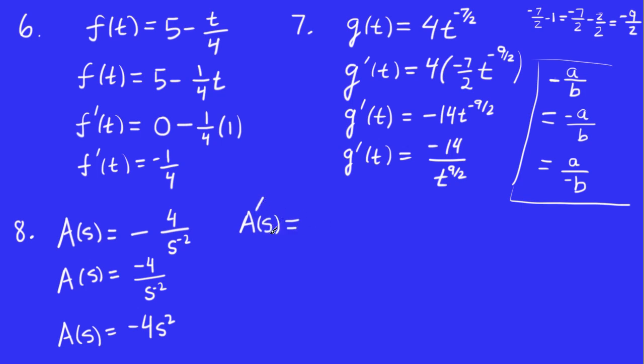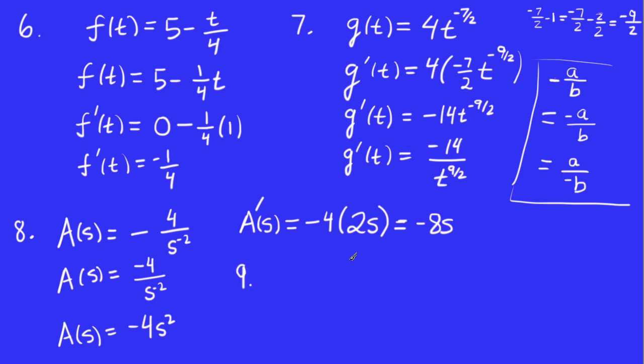The derivative of a of s is going to be what? Well, let's pull this constant out front, and then afterwards we're going to multiply by the derivative of s squared. Well, the derivative of x squared is 2x to the 1. So the derivative of s squared is 2s to the 1. I'm not going to bother writing that 1 because it's unnecessary. You could, it just looks silly because you don't need it there. And then just simplify it, so negative 8s. That's our final answer there.